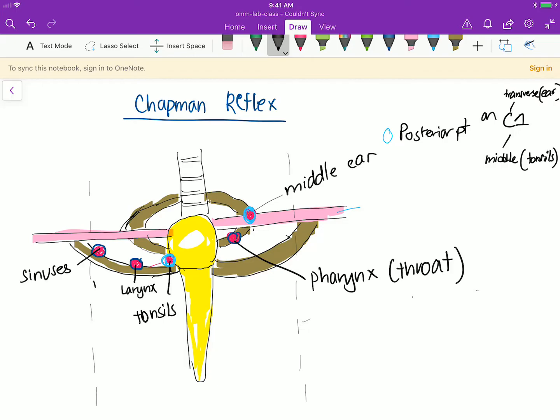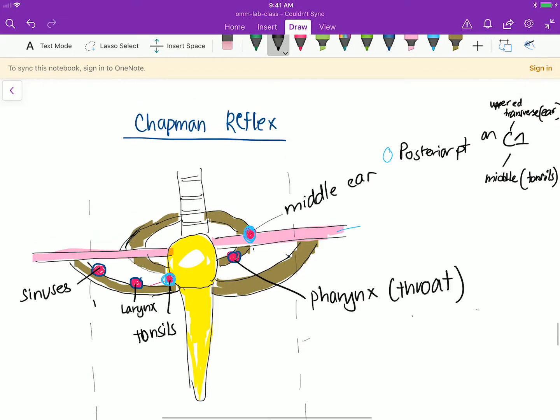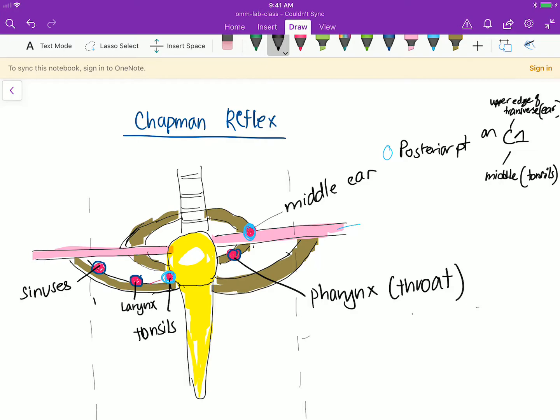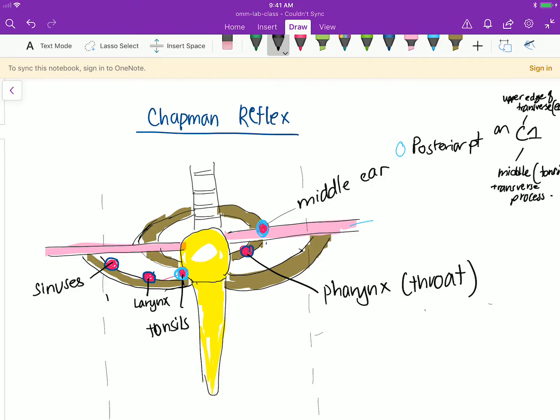Think of it as like ears are more lateral, so it's going to be the transverse process, and the middle of the transverse process is going, oh sorry, it's the upper edge of the transverse process, and the middle of the transverse process is going to be your tonsils. Okay, and then you have your sinus, larynx, and your pharynx.